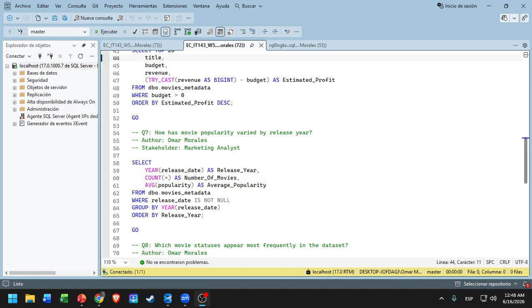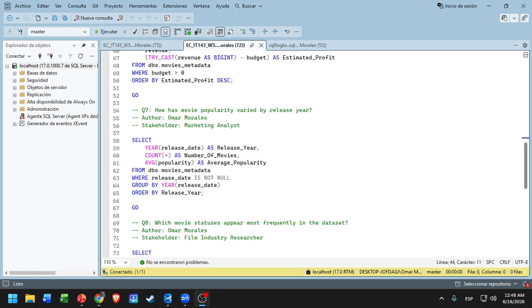The next question, the seventh: how has movie popularity varied by release year? This query groups the movies by release year. It calculates both the total number of movies and the average popularity for each year using count and AVG. This allows you to observe the popularity trends over time.